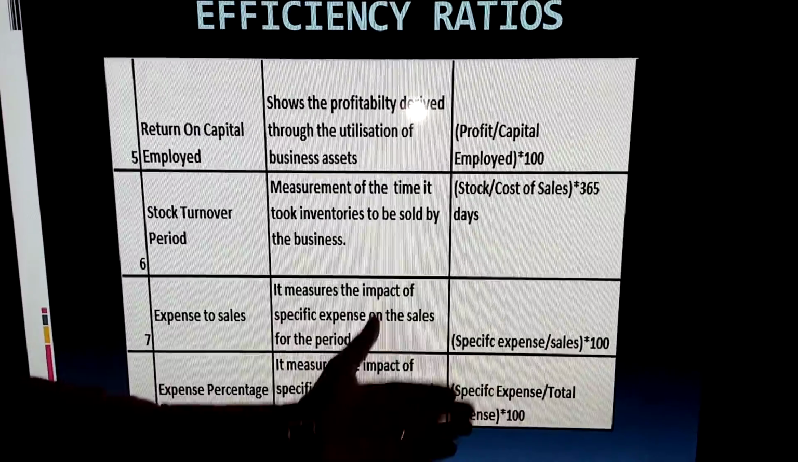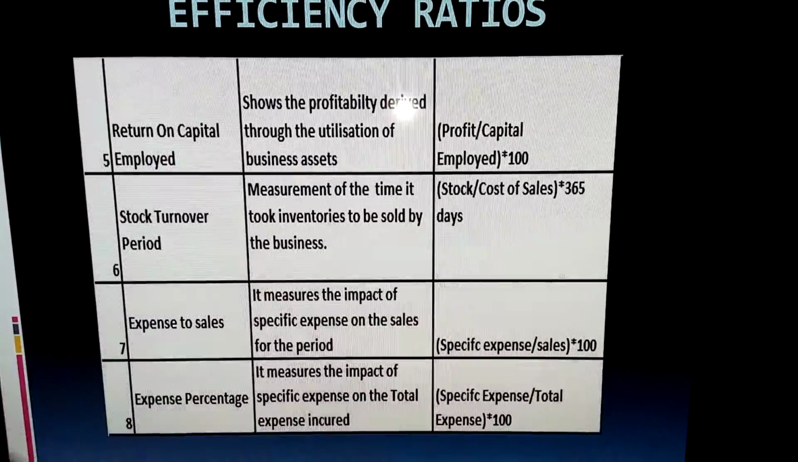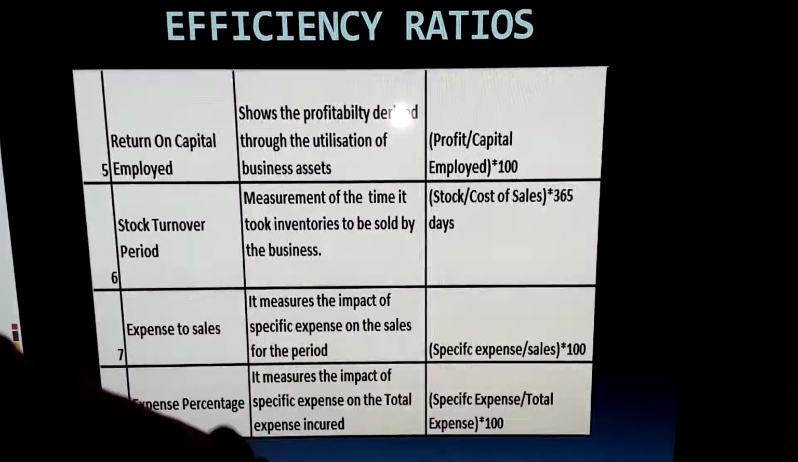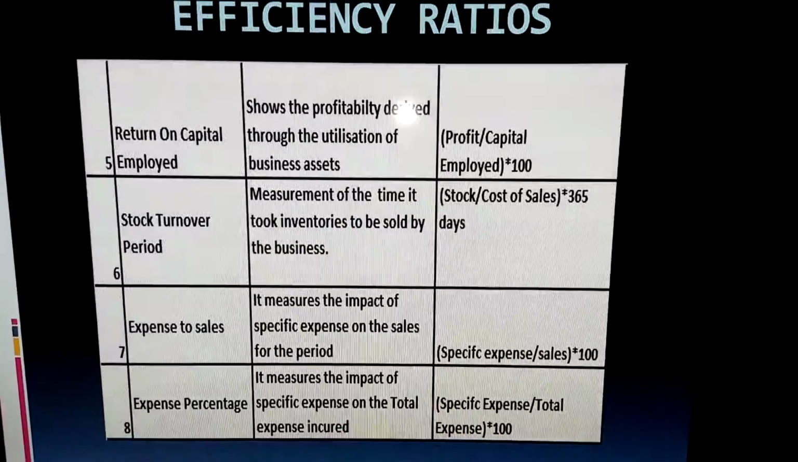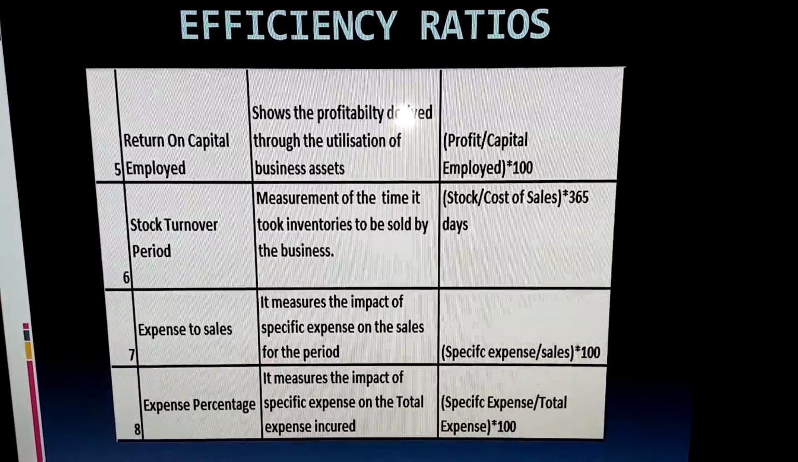If you want to measure the impact of rent on sales, it would be rent divided by sales times 100 over 1. If you want to measure the impact of communication expense on sales, communication expense divided by sales times 100 over 1. So that would mean by specific what? Expense.